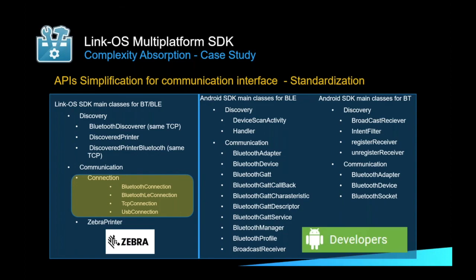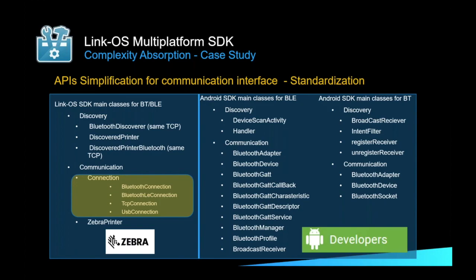On the left side, you can see for discovery, this portion of the part that you need to do for communication, you need to use Bluetooth discover, and for the same thing with TCP, it will be TCP discover, discover printer, and discover printer Bluetooth. That's the portion that you need to do with discovery.